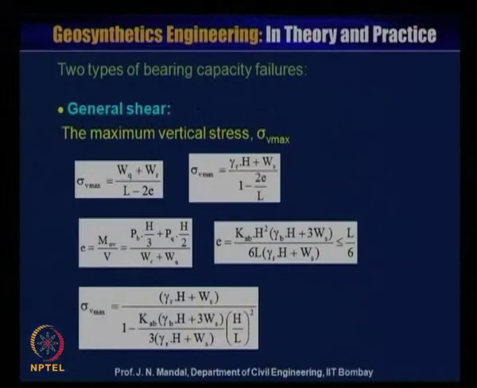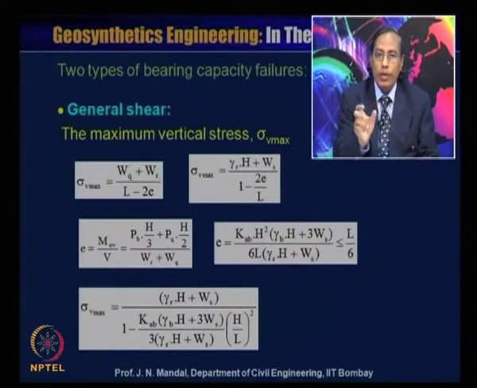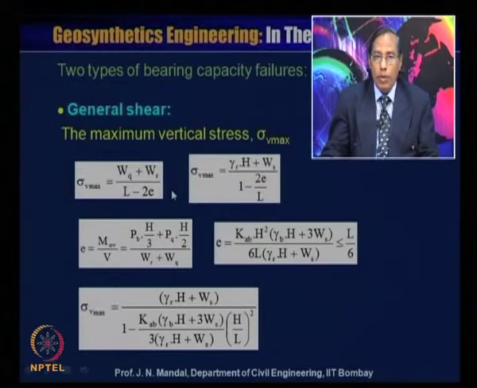Now there is a possibility of two types of bearing capacity failure. One is the general shear. For the maximum vertical stress, sigma V maximum is equal to WQ plus WR divided by L minus 2E. So it acts in that acting zone only, L minus 2E. So sigma V maximum is equal to, you know what is W of Q, you know Ws, you substitute, and then you can have gamma R into H plus Ws divided by 1 minus 2E by L.